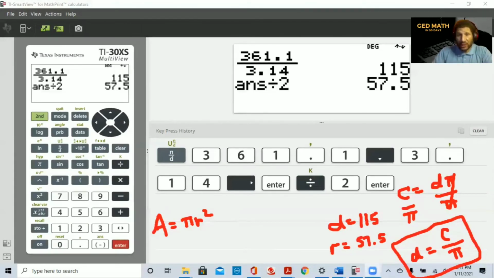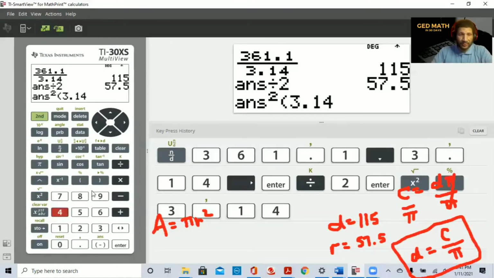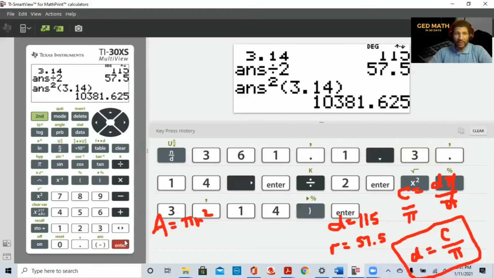I can, without entering anything, because remember the last thing we did is still in memory, hit the square button. So that means whatever my answer was previously, 57.5, which is r squared, times 3.14. Look at that. So our area is 10,381.625.